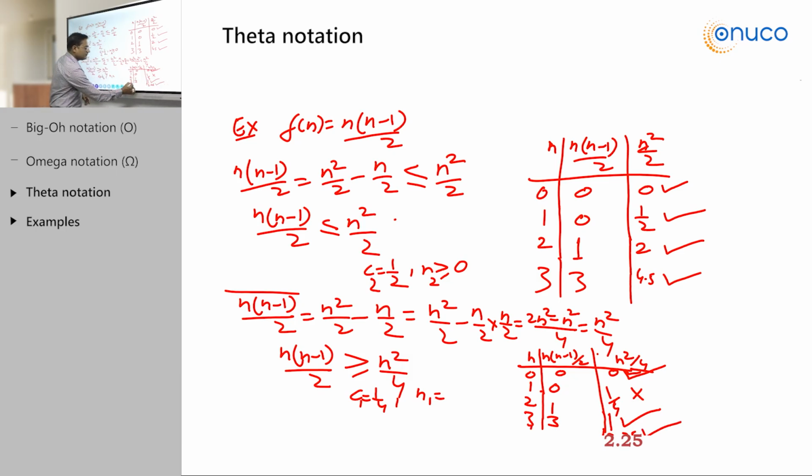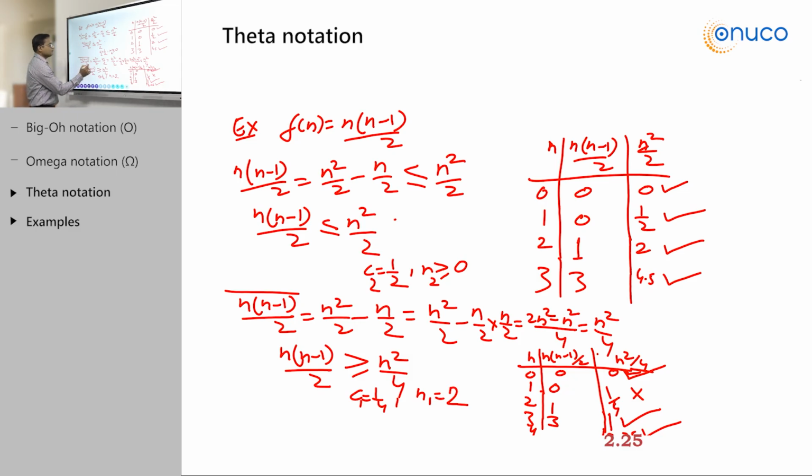Even if you try for 4 and so on, we found that from n equal to 2 onwards, the values give proper indications that n into n minus 1 divided by 2 has a higher order of growth than n square by 4. So what is the N1 value? We consider from where it is continuously true, because it failed at n equal to 1, so we do not consider it. So N1 is equal to 2.